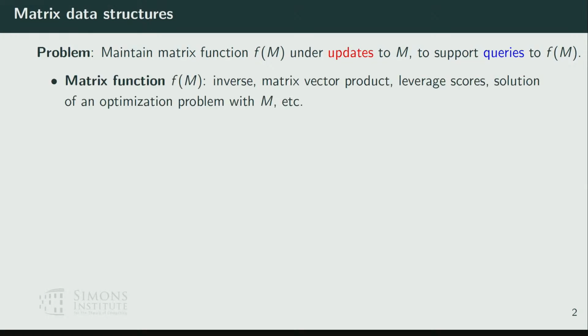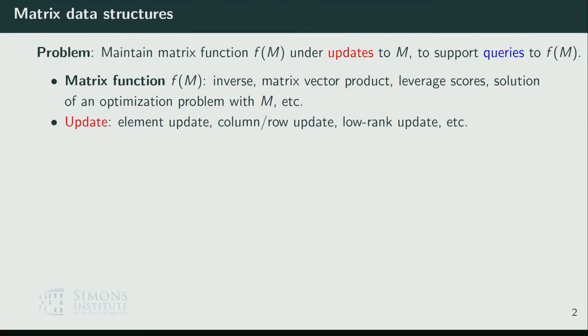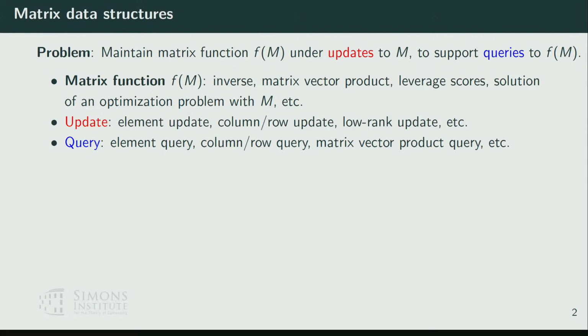It can be basically any matrix function. For example, it can be the inverse, or it can be the matrix multiplied with some fixed vector, or maybe we want to maintain the leverage scores of the matrix, or it can even be the solution of some optimization problem that involves M. And there are also many different types of updates. It can be an element update to the matrix, or update a column or row, or a low rank update to the matrix. And there are also many different types of queries.